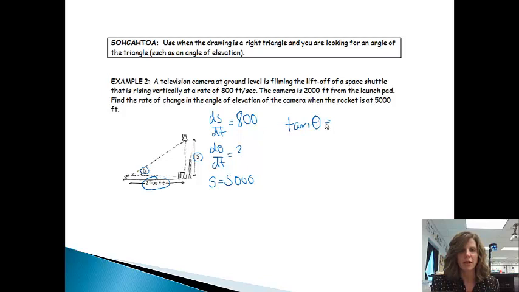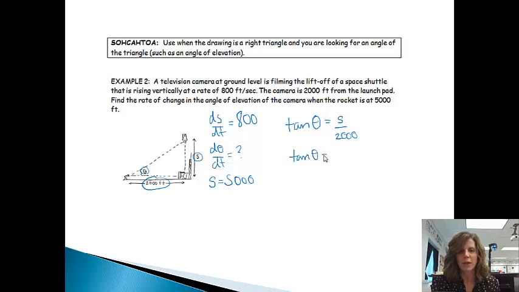Tangent theta is equal to s over 2,000. Okay, so we now have a formula that we can actually go ahead and take the derivative of. There's one thing I'm going to do before I take it. Most people get a little bit stuck when we have s over 2,000. They want to use the product rule, but we don't really need to use the product rule. So I'm going to rewrite that.